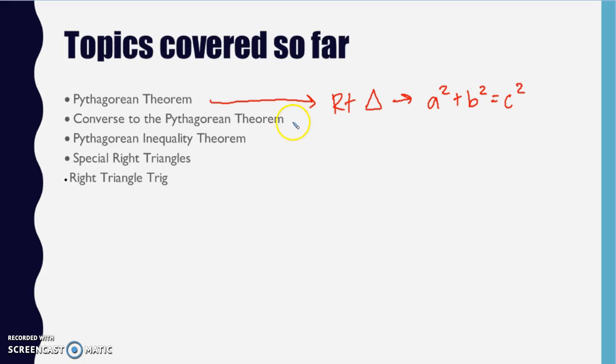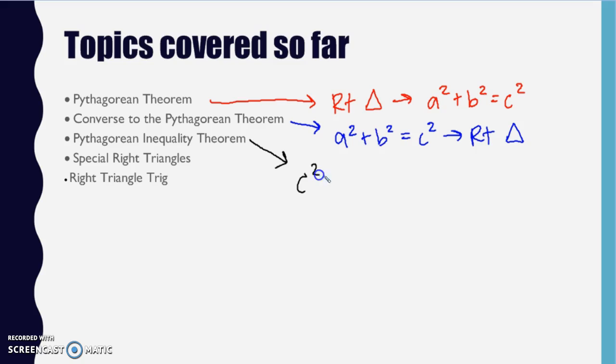The converse to the Pythagorean theorem tells us the opposite. If I know a, b, and c and I plug them in, and a squared plus b squared equals c squared, then I know it's a right triangle. So with the Pythagorean theorem, if I know it's a right triangle, I can find missing sides. The converse tells me if I know the sides, I can plug them in to see if it's a right triangle.